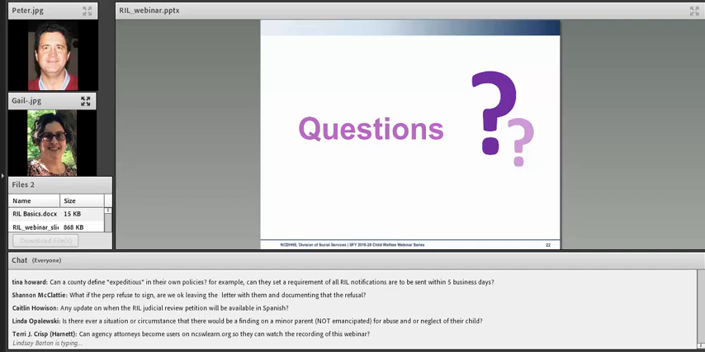And Gail, one of the questions that came up was, could you place that minor child on the RIL if they did perp on their child? No, it's for adults only.